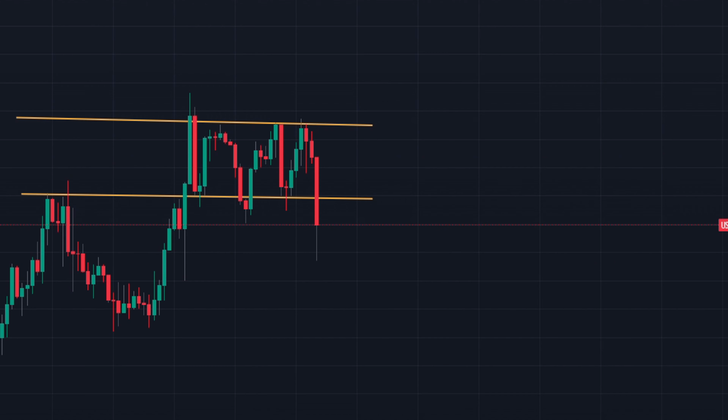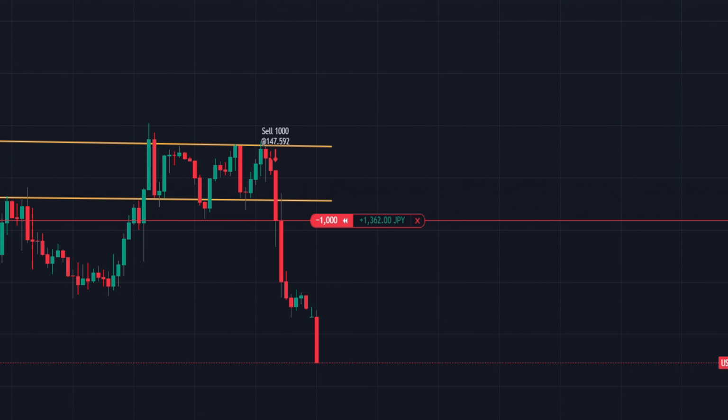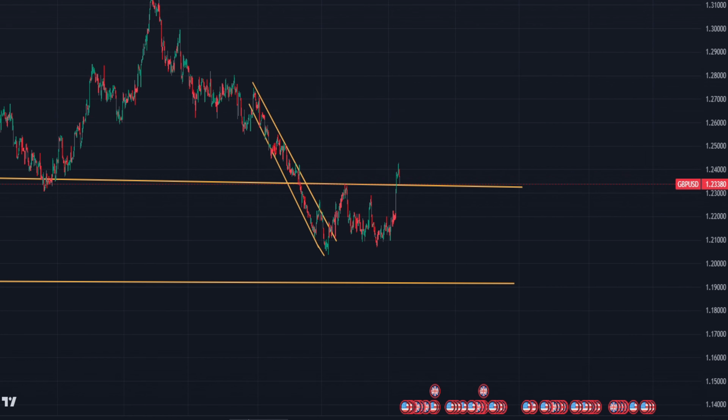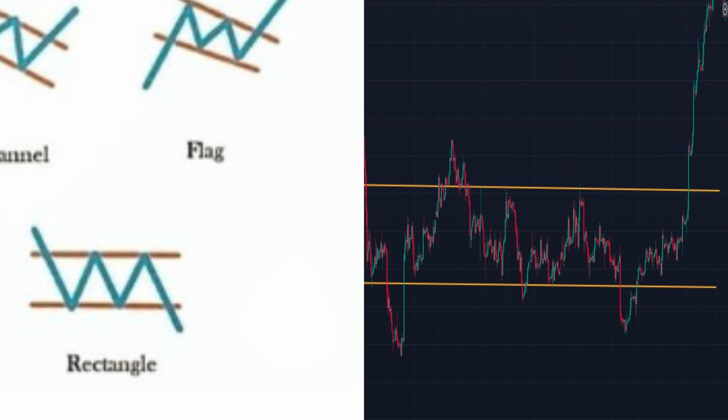Managing the trade. Monitor the trade closely as it progresses. Consider adjusting your stop-loss and profit targets as the price continues in the breakout direction. Conclusion. In conclusion, combining the breakout strategy with moving averages can provide clear entry and exit signals based on price trends.